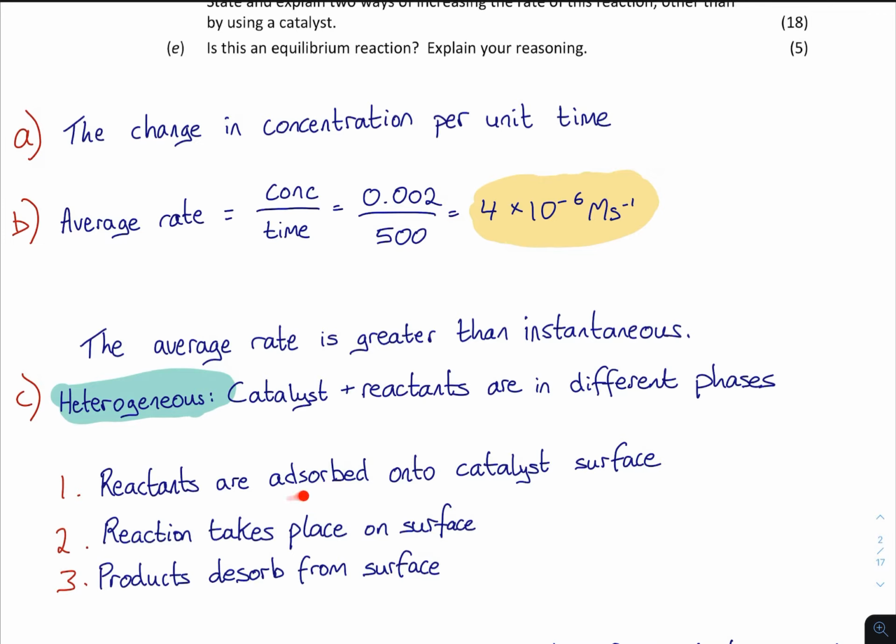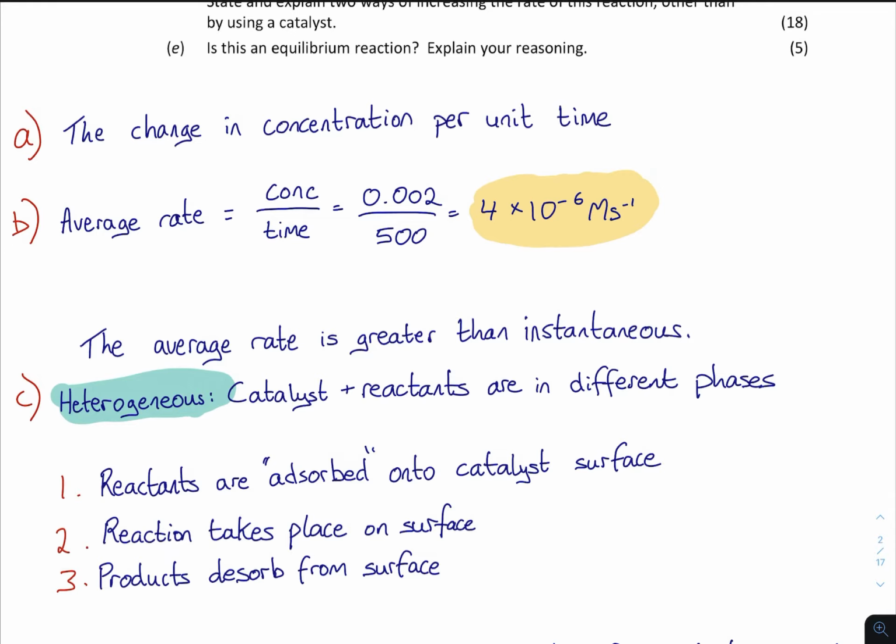So reactants are adsorbed onto the surface, onto the catalyst surface. So step 1, the reactants are adsorbed onto the catalytic surface. The reaction takes place on the surface, and then the products desorb from the surface. Now, you can add more to that.